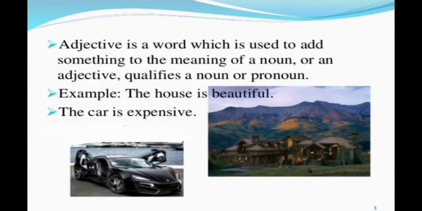Adjective is a word which is used to add something to the meaning of a noun, or an adjective qualifies a noun or pronoun. So children, describing words describe a noun. We call these words adjectives. Adjectives tell us the size, shape, color, taste, smell, number, quantity and so on of a noun. For example, the house is beautiful, the car is expensive. So in the first example, beautiful is a describing word, so it is an adjective. And in the second example, the word expensive is an adjective.